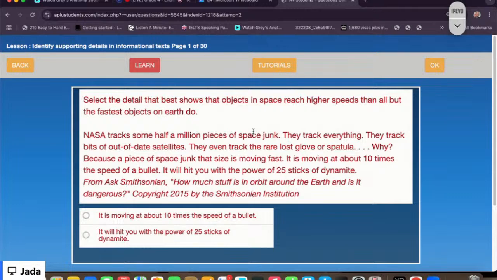All right, so you can share your answers with me. So we have: select the detail that best shows that objects in space reach higher speeds than all but the fastest objects on Earth do.